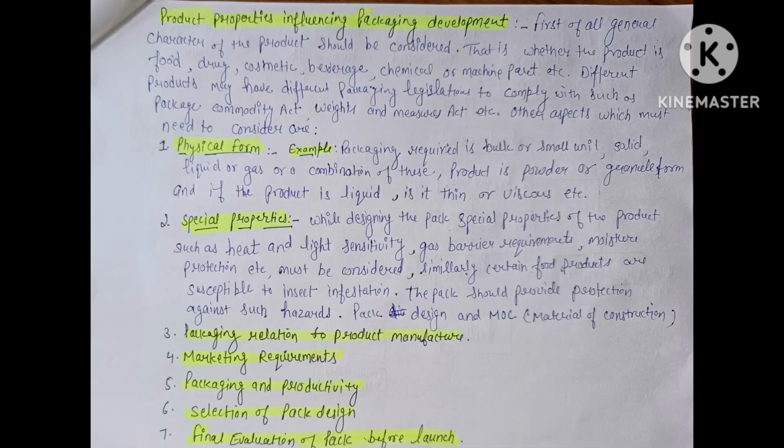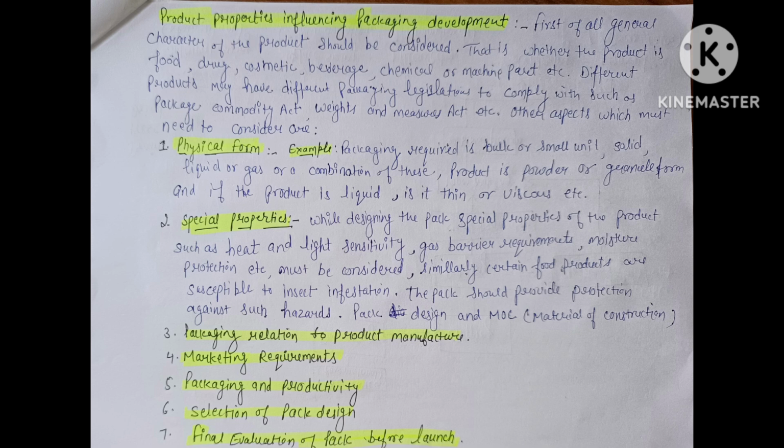Then product properties influencing packaging development. First of all, general character of the product should be considered. That is, whether the product is food, drug, cosmetic, beverage, chemical, or machine part, etc. Different products may have different packaging legislations to comply with, such as Package Commodity Act, Weights and Measures Act, etc.